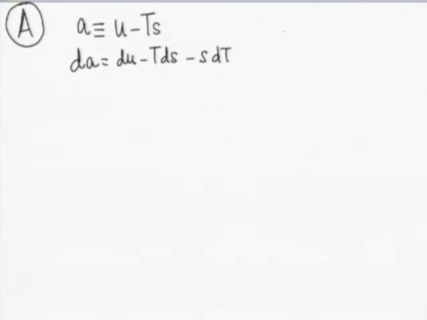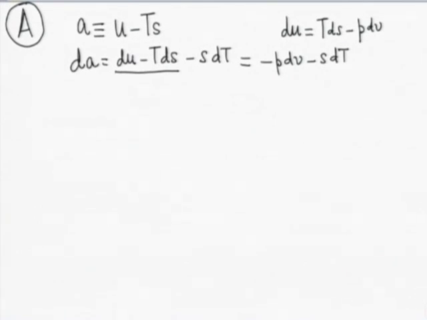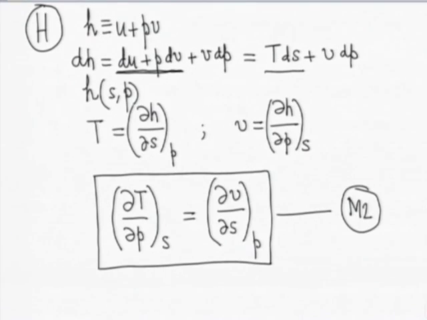Use the property relation written like dU equals TdS minus PdV. So, dU minus TdS will become minus PdV. So, this becomes minus PdV minus S dT. So, that tells us that for the Helmholtz function, V and T are the most natural independent variables.